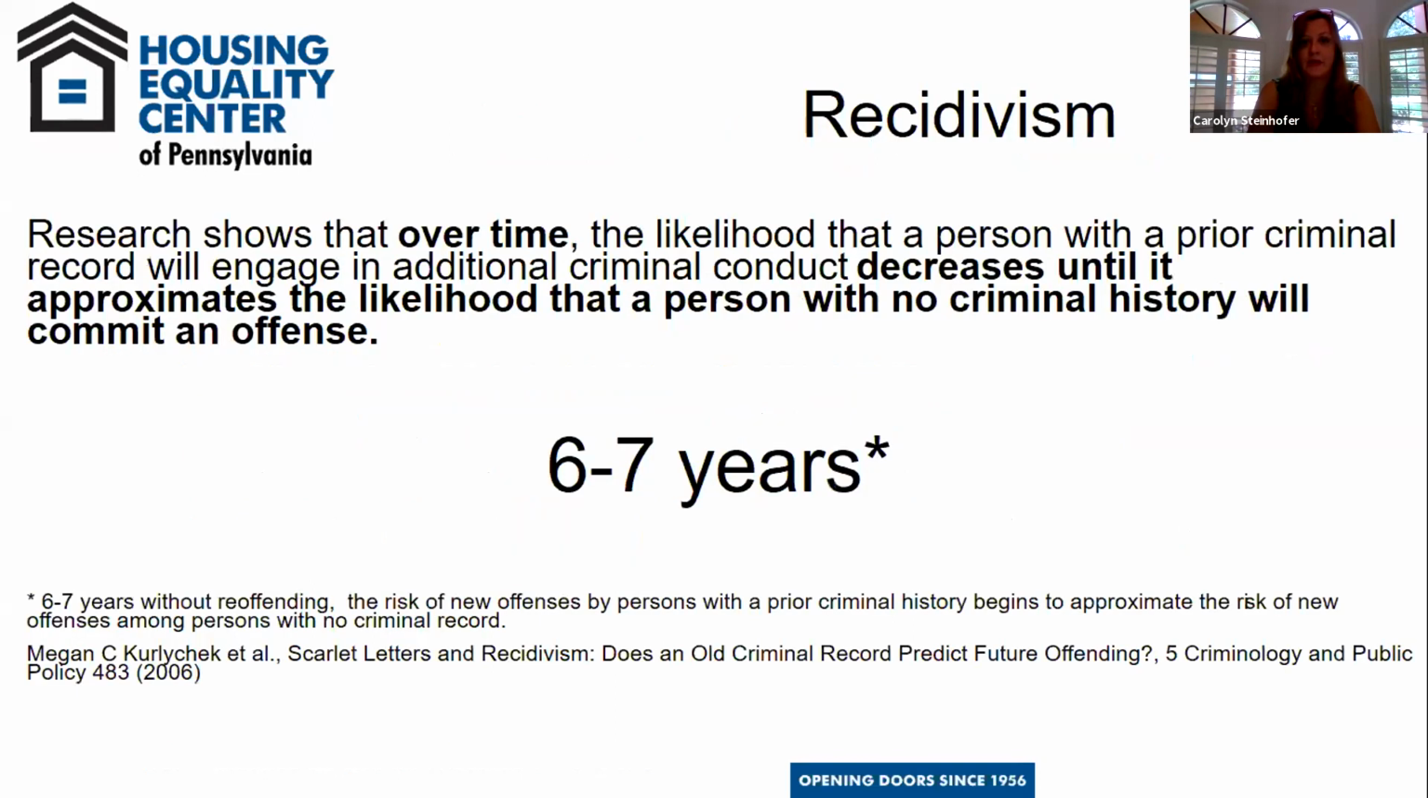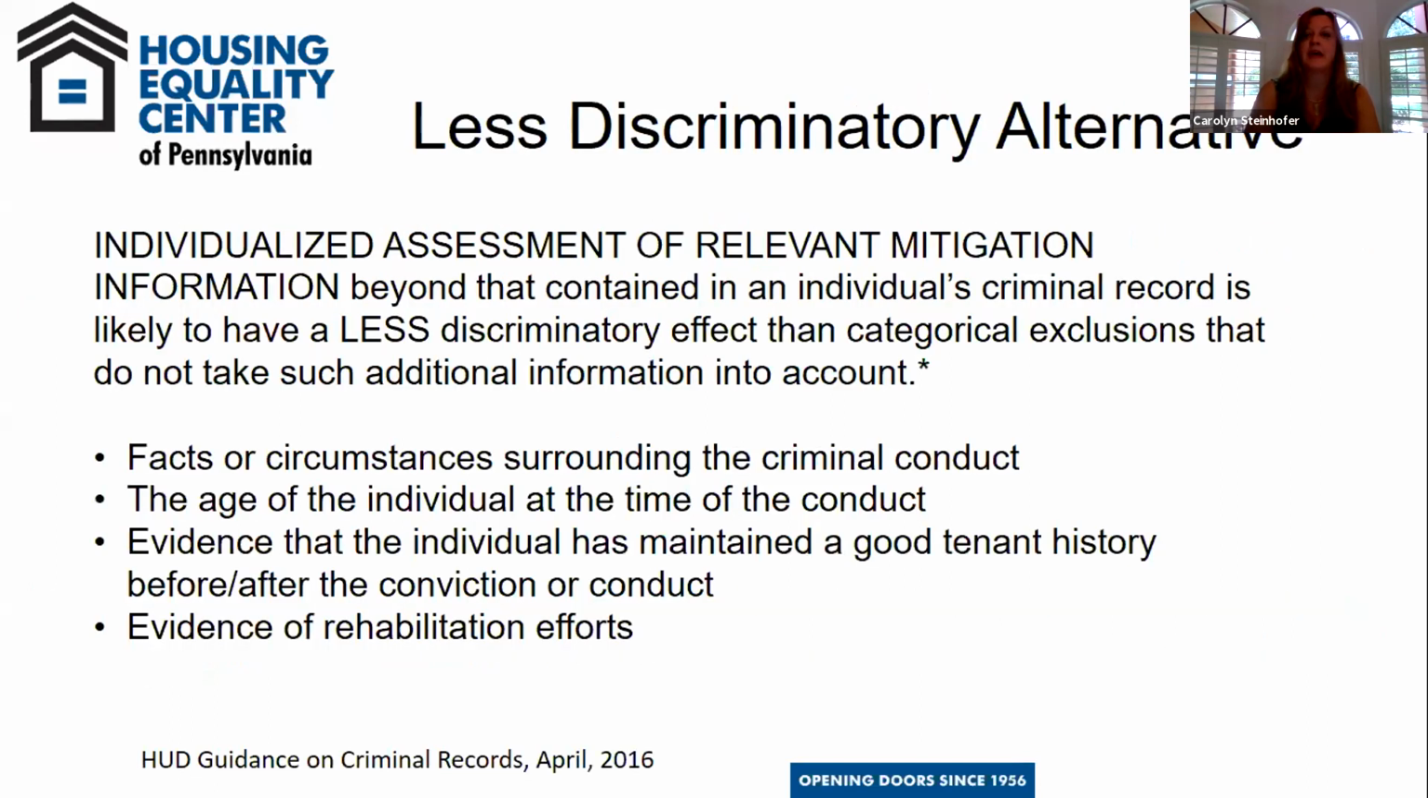Research shows that over time, the likelihood that a person with a prior criminal record will engage in additional criminal conduct decreases until it approximates the likelihood that a person with no criminal history will commit an offense, and that's about 6 to 7 years. So if someone hasn't reoffended within the past 6 to 7 years, they are about as likely to commit a crime as someone who's never committed a crime. And that'll become more important to you when Sarah talks about her screening process.